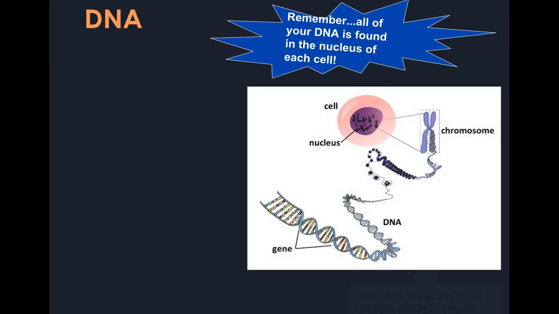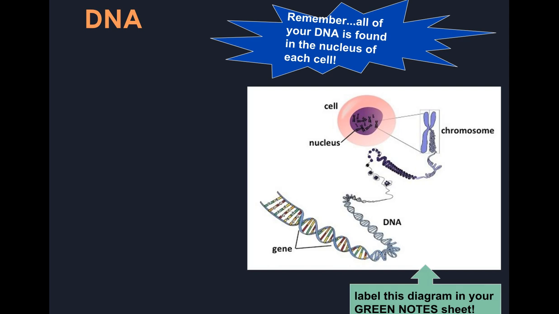Check out this diagram and please make sure you label it on your green note sheet. Look at how all of the DNA that is in the nucleus of each cell is actually wrapped up into that X shape called a chromosome. We are going to be exploring this a lot more soon, but it's very important to know some of this vocabulary. So please label this diagram in your notes right now. Got it? Great. If you need another minute, just hit pause.